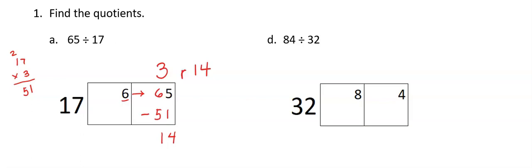Here we have 84 divided by 32. Again, I'm going to do a little bit of estimating. So 32 is close to 30. If I think of my multiples of 30, that would be 30, 60, 90. Well, 90 would be too much. So 2 groups of 32 might work. So let's try 2 groups.